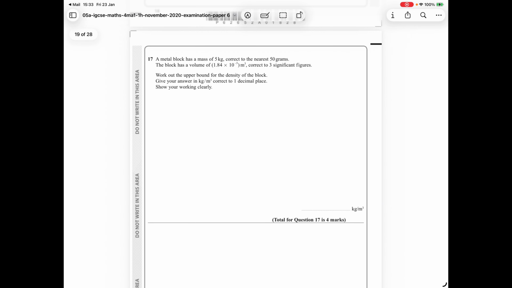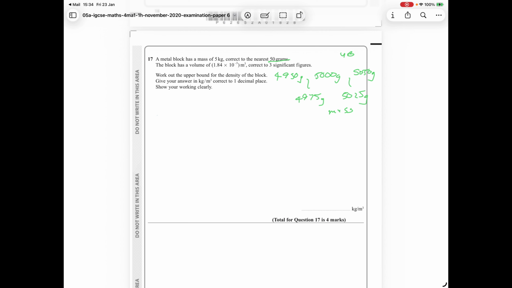Now, a metal block has a mass of 5 kilograms, correct to the nearest 50 grams. So whenever you see that, do this: 5,000 grams, 5,050 grams, 4,950 grams. So find the midpoints, and we'll find the upper bound is going to be 5025, and the lower bound is going to be 4975. There you go.